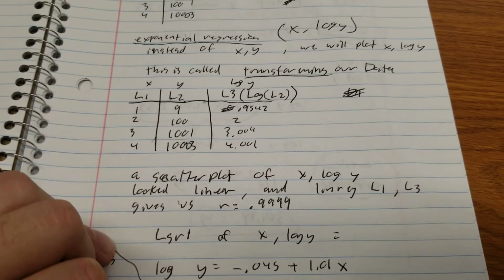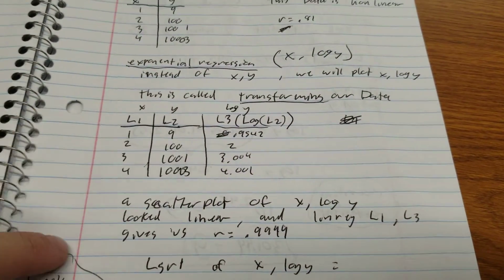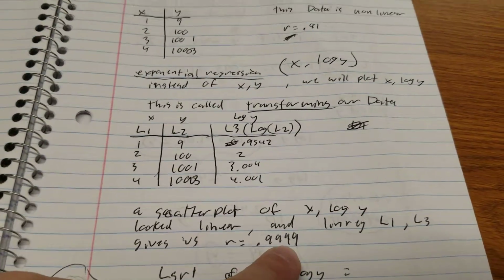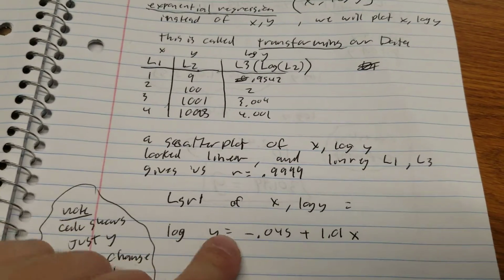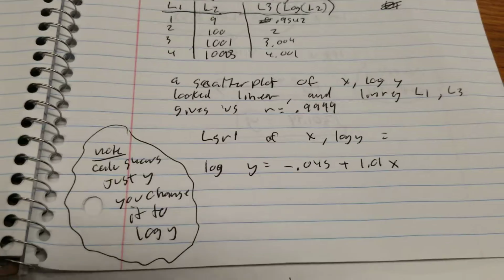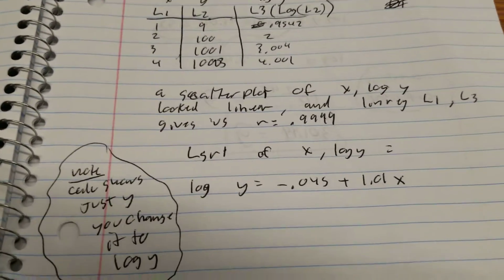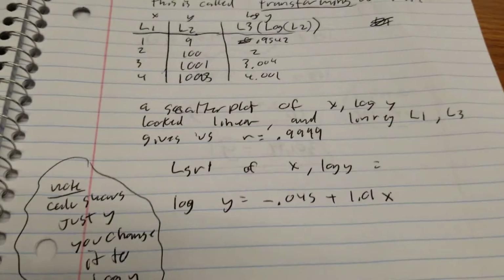So I did a scatter plot of L1 and L3 on the board, and it looked very linear, and it gave us a almost perfect R value, 0.9999. So way better than that 0.81. This was the least squares regression line our calculator gave us. The way I did that, I'll show it in a second, but the calculator shows just y, changing it to log y. Okay, yeah, so I'll show you.